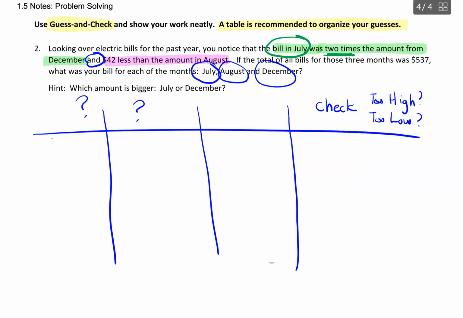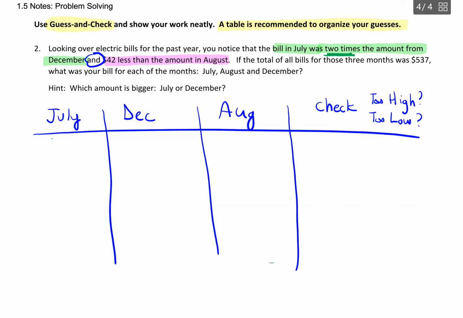Okay, and it really doesn't matter which month you start with. In both scenarios, we're comparing July to the other months. So you might want to start by guessing a number for July, and then you'll use that guess to figure out December, and you'll use that guess to figure out August. Some of y'all might want to start by guessing a number for December, and then you'll use that to figure out July, and then you'll use July to figure out August. It doesn't really matter where you start.